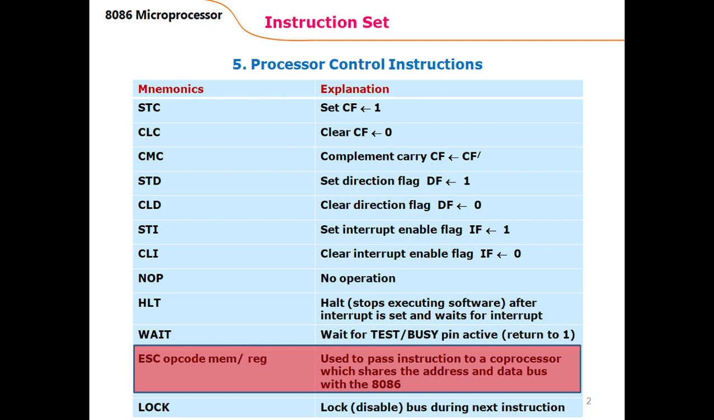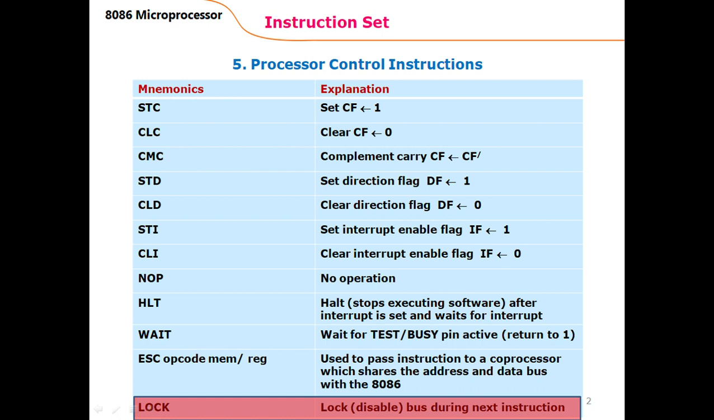Escape instruction passes instructions to a coprocessor, which also shares the address and data bus with the 8086 microprocessor. Lock instruction is used as a prefix before some instructions to lock or disable the bus for the duration of the instruction. And if a number of instructions are prefixed with the lock prefix, then the bus is disabled for the execution of those instructions.